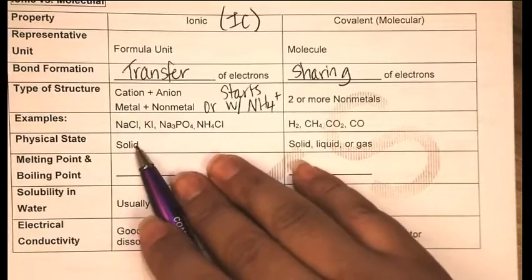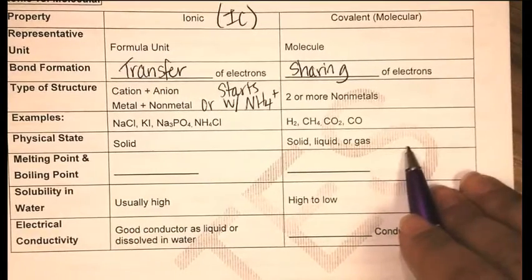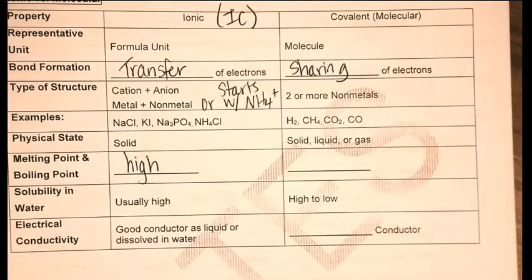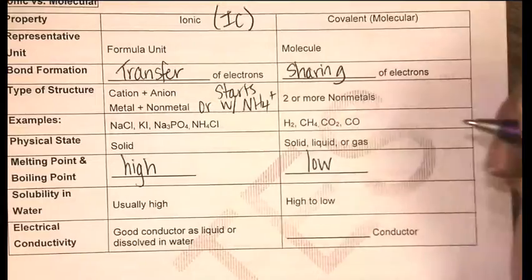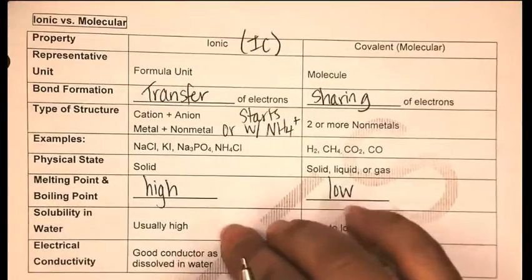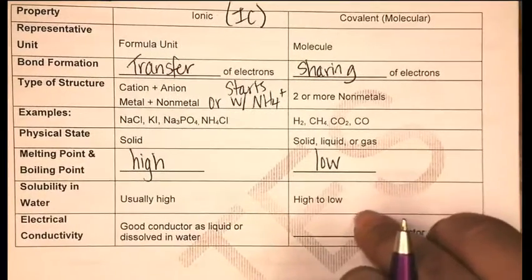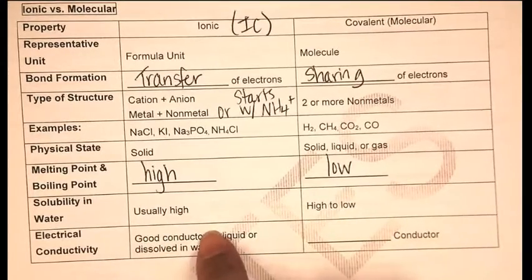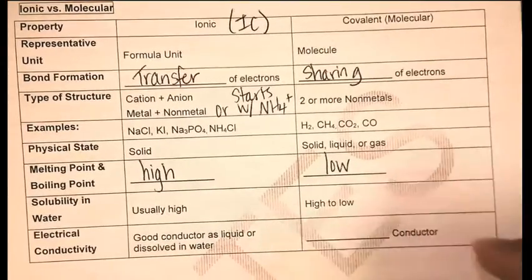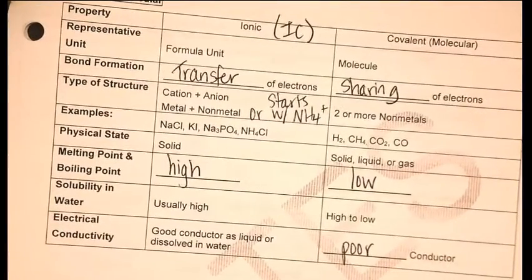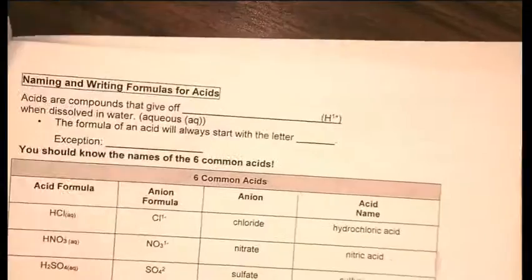Physical state at room temperature: solid, liquid, or gas. Ionic compounds, we learned from the last chapter, have high melting and boiling points, and for molecules, they're low. When it comes to solubility, do they dissolve in water? Like salt does dissolve in water. Molecules have the range of high to low. We know that ionic compounds can conduct as a liquid or dissolved in water, but molecules are poor conductors. All right, so now we move on to looking at our concrete examples.